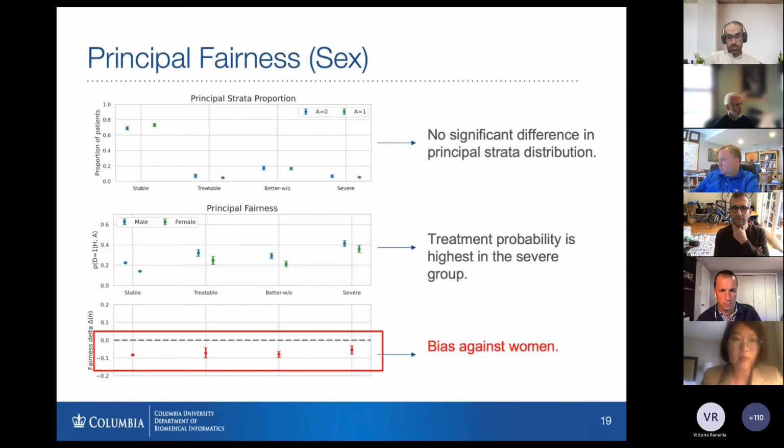So we applied the principal fairness algorithm to the CAD study, and we found that in this case, across all four principal strata, women were less likely to receive the treatment compared to men. We also found that there is no significant difference in the proportion of patients belonging to each principal stratum for men and women, and patients from the severe group, on average, had the highest probability of being treated for both men and women.